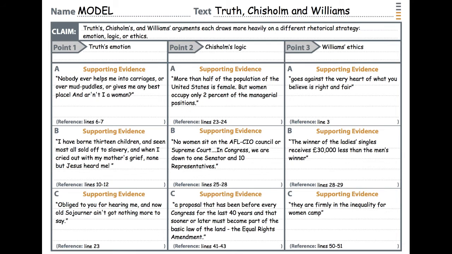The third piece of evidence used by this author, or by this student, to support this claim about emotion being used is, quote unquote, "Obliged to you for hearing me, and now old Sojourner ain't got nothing more to say."